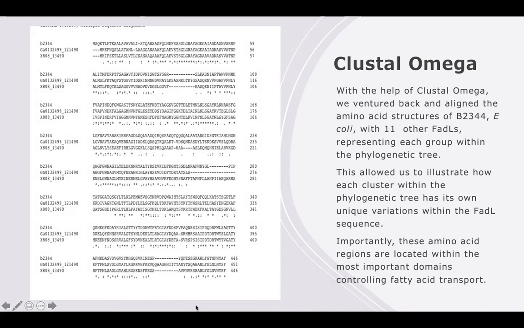This allowed us to illustrate how each cluster within the phylogenetic tree has its own unique variation within the FadL sequence. Importantly, these amino acid regions are located within the most important domains controlling fatty acid transport. When we looked at these alignments, we see, for example, that this is cut off on both the B2344 and the XAO8, but we want to know what this signified right here in this area, and we'll talk about that next.